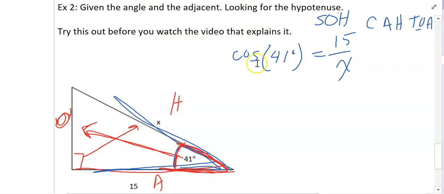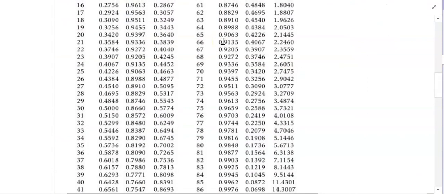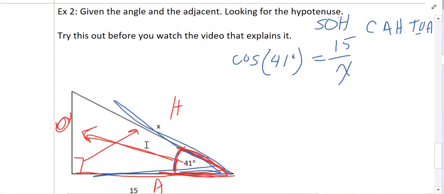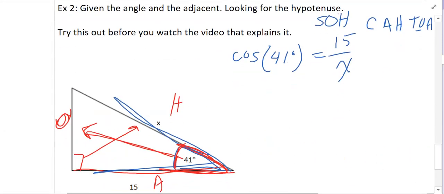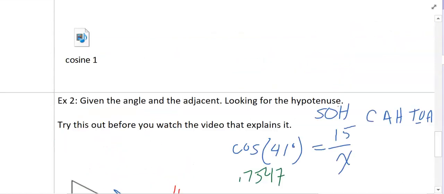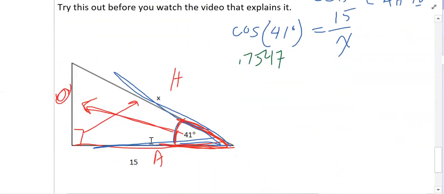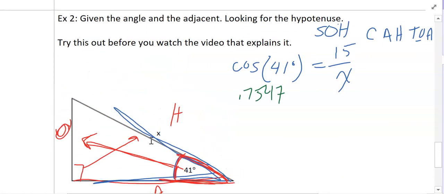So cosine of 41. Let's run up to our table. 41, again the middle column, 0.7547. So we're just replacing that with 0.7547. I think that's what I said, right? 0.7547, yeah, okay. So that's going to equal our ratio, 15 over x.